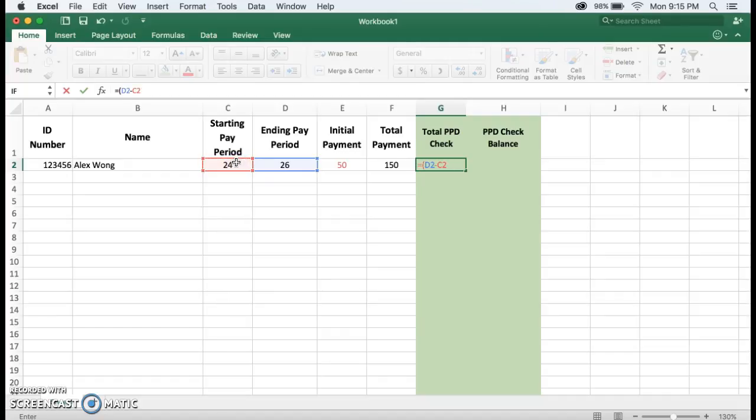So the thing is, we are going to take off $50 starting on the 24th paycheck. So we are doing 24, 25, 26 again. So basically, if we count it by hand, it would be 3 pay periods. But if we minus the ending pay period and the starting pay period, it would just come out to 2. So we're going to add 1. Oops, what did I do there? Okay, let's do that again.